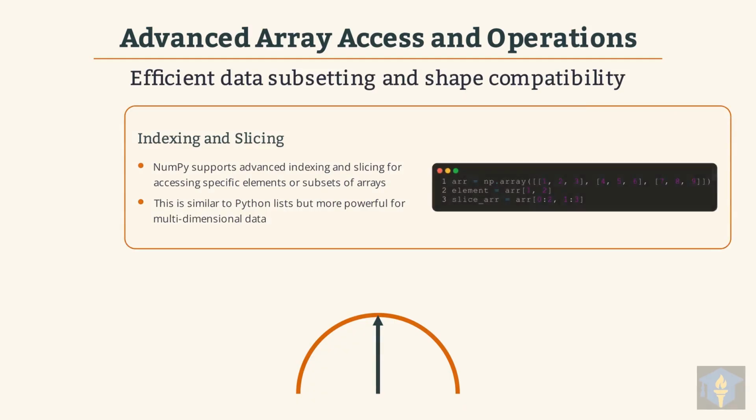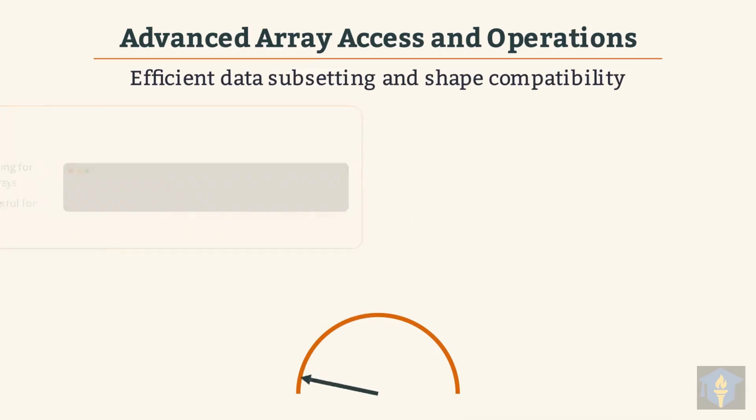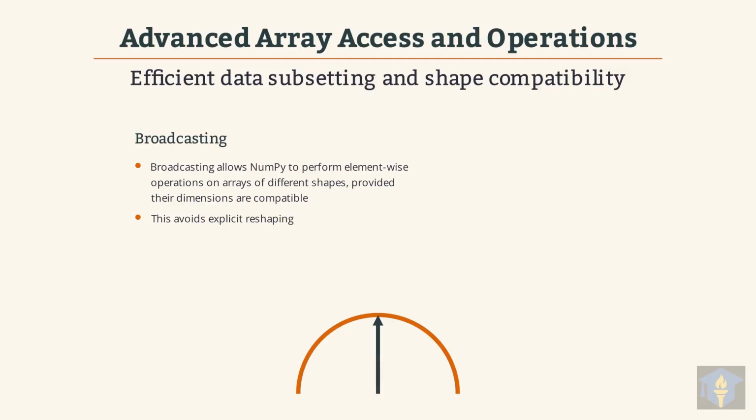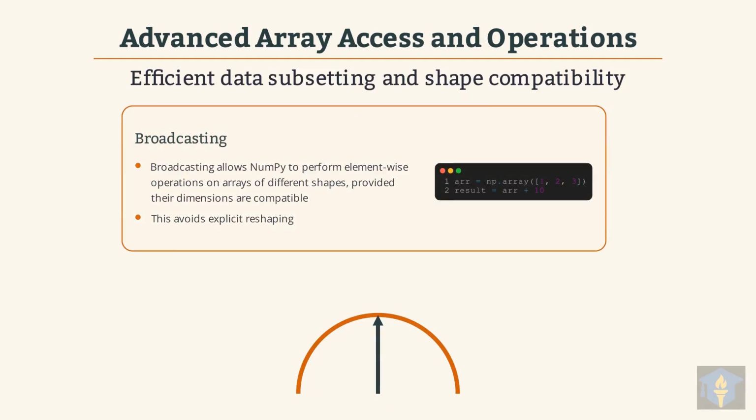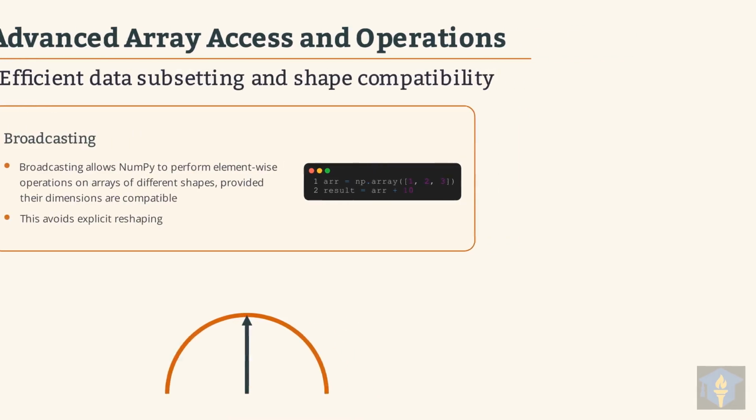Python lists. This example shows how to access a single element and then extract a subarray using multidimensional slicing. Finally, let's revisit broadcasting, a powerful concept for performing operations on arrays of different shapes. Broadcasting enables element-wise operations on arrays of different shapes, provided they are compatible, avoiding the need for explicit reshaping. Here, we add a scalar value 10 to every element of the array r using broadcasting, demonstrating its convenience.